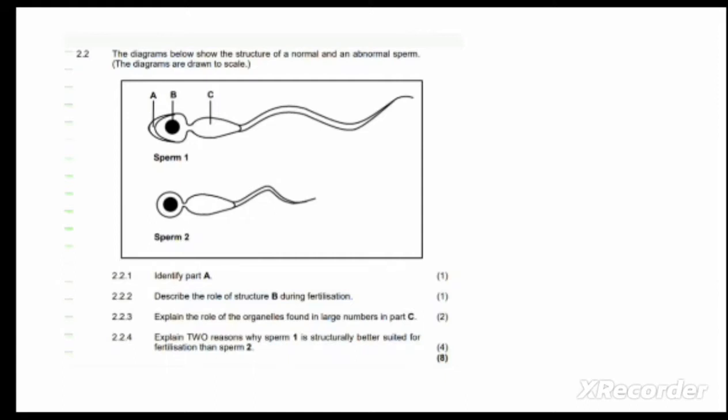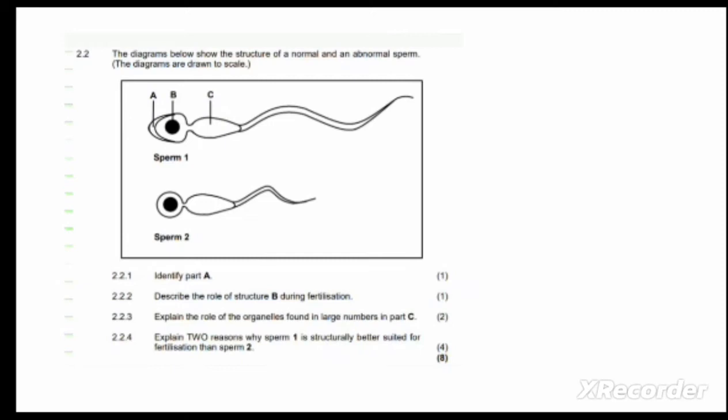Identify part A, that is an acrosome. Describe the role of structure B during fertilization. What happens is part B fuses with the nucleus of an ovum. Part B is the nucleus of the sperm. It fuses with the nucleus of an ovum, right? It carries the genetic material. Explain the role of organelles found in large numbers. Part C. What is in part C? We have mitochondrion. The function is to produce energy, or it is a site of cellular respiration which is needed for the movement of the sperm.